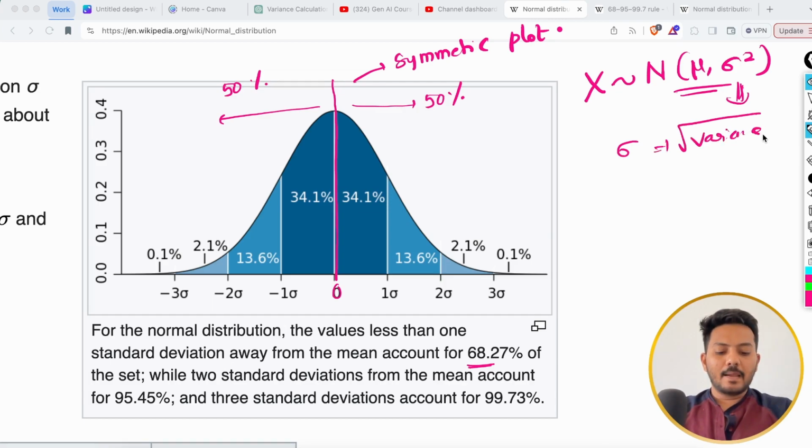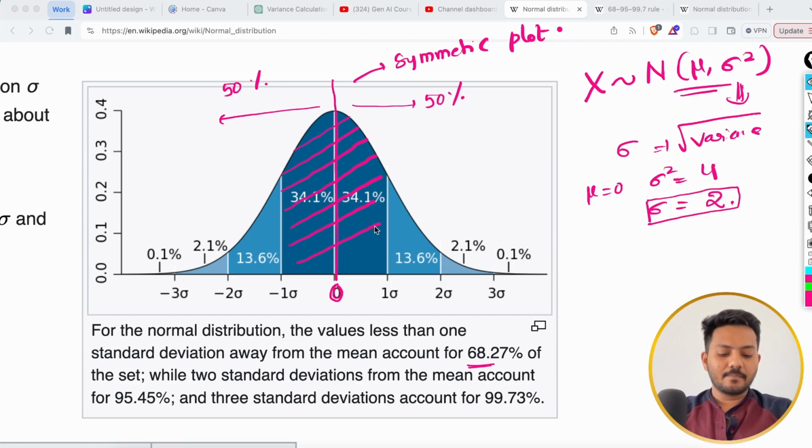So let's assume my mean is 0 and variance is 4. That means my standard deviation is 2. And what we learned in the previous video is that standard deviation and variance tell us basically how far your points are from the mean. That is the intuition. Now what the normal distribution says is, if you know the variance or standard deviation and also the mean, I can say that approximately 68.2% of the points of your dataset X lie between minus 1 sigma and 1 sigma, which is minus 2 and 2.